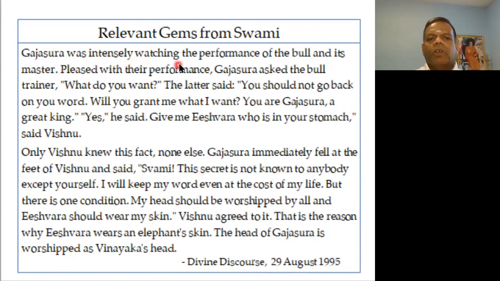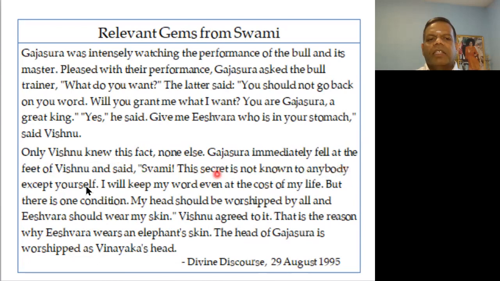Gajasura was intensely watching the performance of the bull and its master. Pleased with their performance, Gajasura asked the bull trainer, "What do you want?" The latter said, "You should not go back on your word. Will you grant me what I want? You are Gajasura, a great king." "Yes," he said. "Give me Ishvara, who is in your stomach," said Vishnu. Only Vishnu knew this fact, none else.